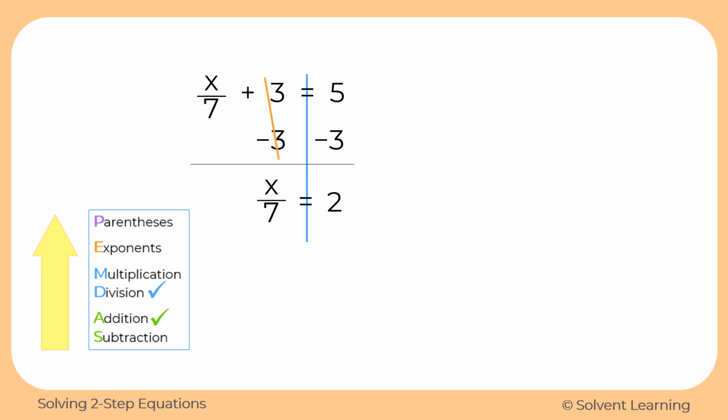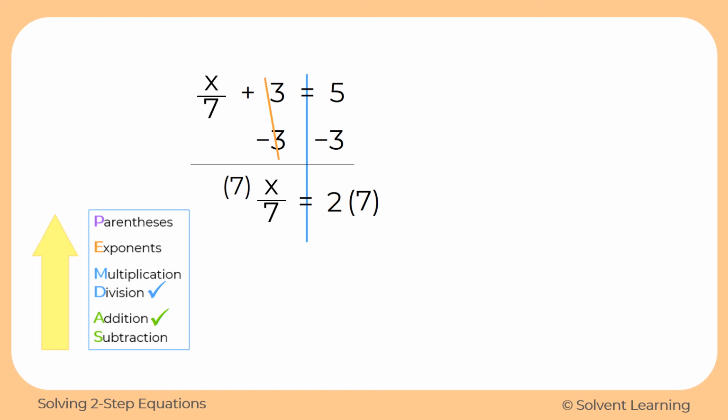So now I just need to undo that 7. And x is being divided by 7. The opposite of division is multiplication, so I need to multiply by 7. And remember, write that 7 up by the numerator to show that we are multiplying by 7. Do the same thing on both sides.